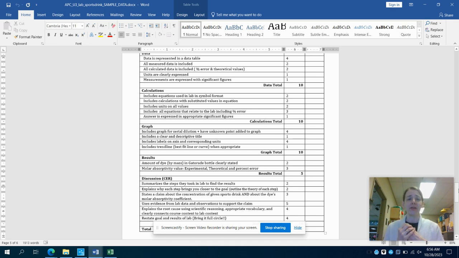And then your one calculation for this lab really is to say, here was our absorbance value for our Gatorade, and then what does its concentration end up becoming based on the equation that you got for your line of best fit. So calculations, it's a dilution equation, and it's using your line of best fit to go from absorbance of Gatorade to concentration of Gatorade.